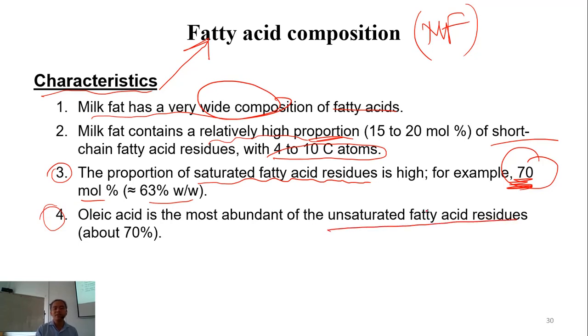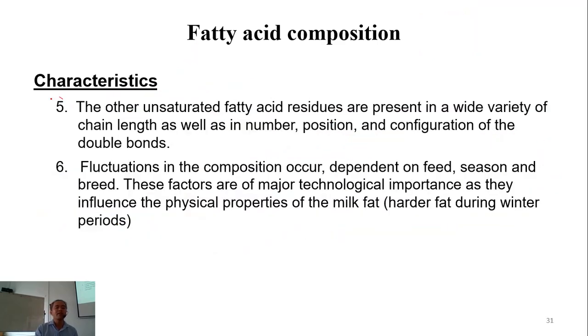And the other characteristic, in the unsaturated fatty acid residues, oleic is the main one. Oleic, how many C? 18. How many double bonds? 1. So this is the main unsaturated fatty acid of milk fat, 70% of total unsaturated. Okay. Characteristic 5: there are other unsaturated fatty acid residues as well, but they occur in smaller quantities, and they are quite complicated in number, position, and configuration of the bonds.